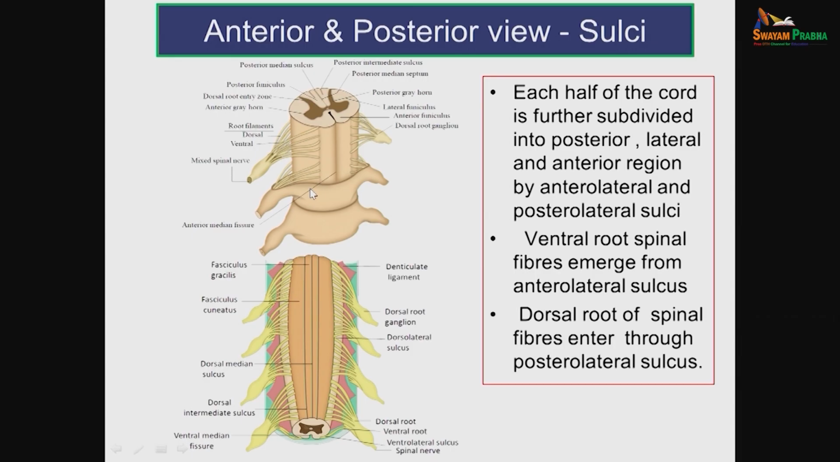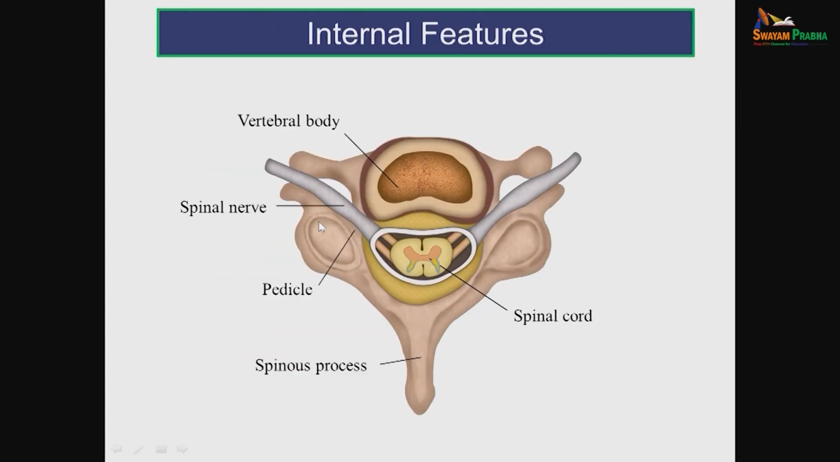This we have learnt already. So, this is about the external features of the cord. Now, we will study the internal features of the spinal cord. This is the spinal cord in situ, this is anterior, you have the vertebral body, this is the spinous process, here you have the pedicles, these are the laminae, these are the transverse processes. This is the vertebral canal in which you can see the spinal cord.